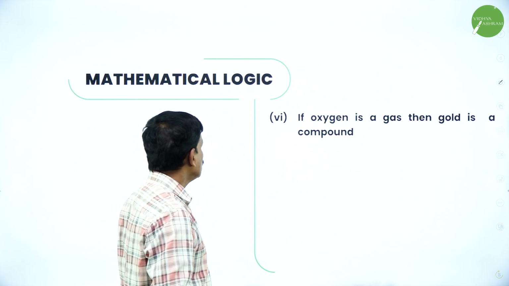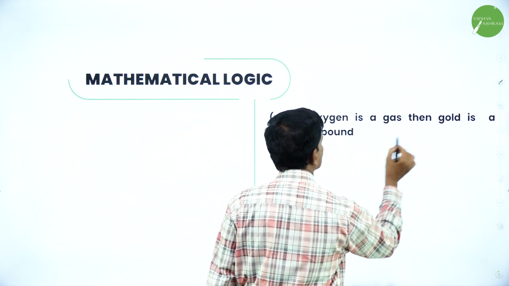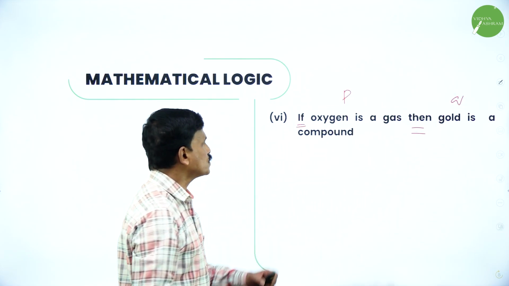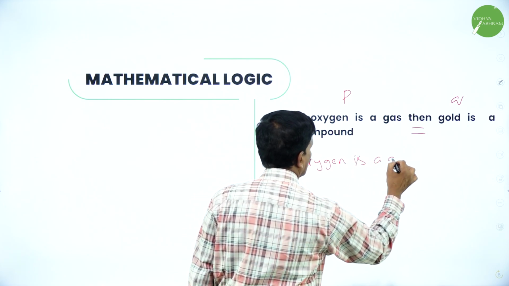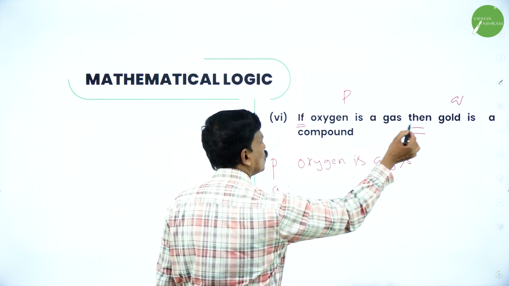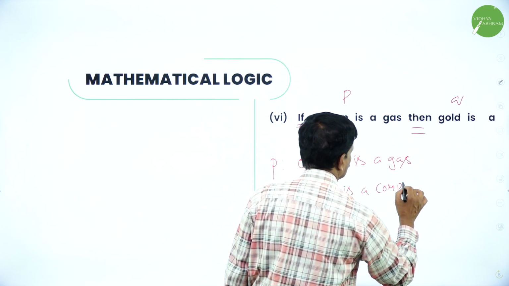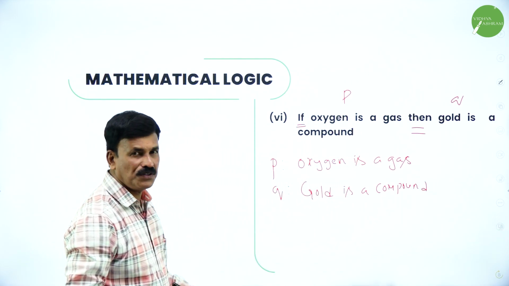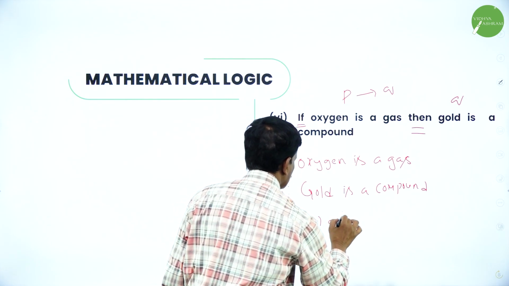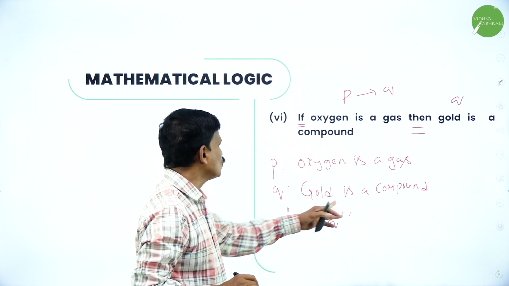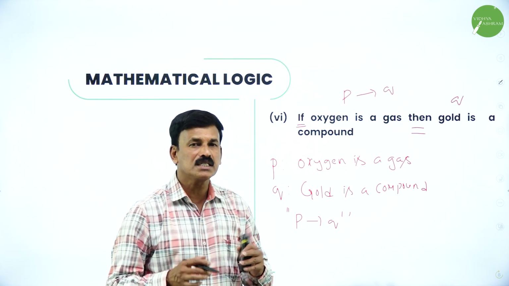Now, let us move on to the next one. If oxygen is a gas, then gold is a compound. Here also it is a conditional statement. If-then is used, so this is P and Q. What is P? Oxygen is a gas. What is Q? Gold is a compound. These two are connected by if-then, so it's a conditional statement. So, P conditional to Q. That means if oxygen is a gas, then gold is a compound. This is how we write the symbolic representation for the given verbal statement.